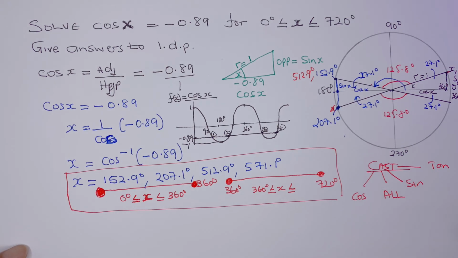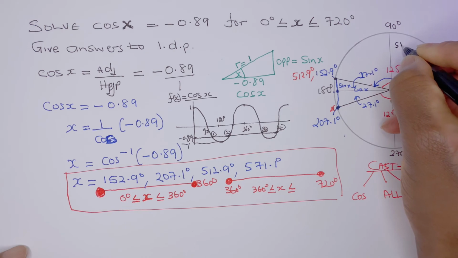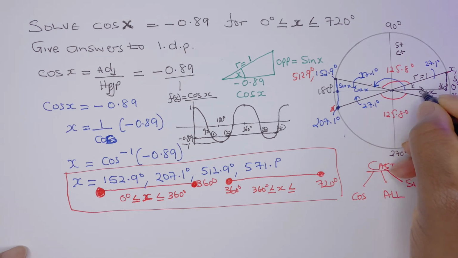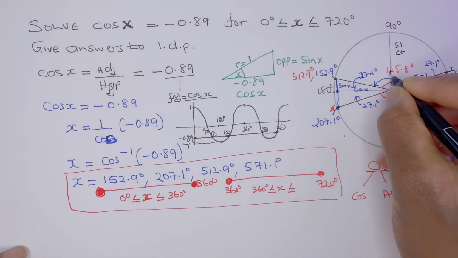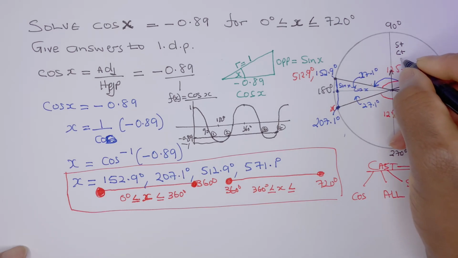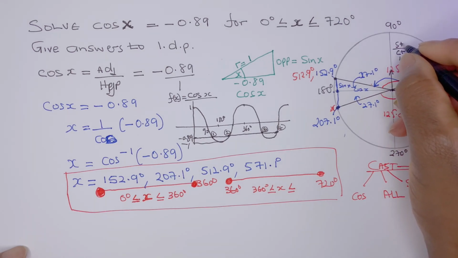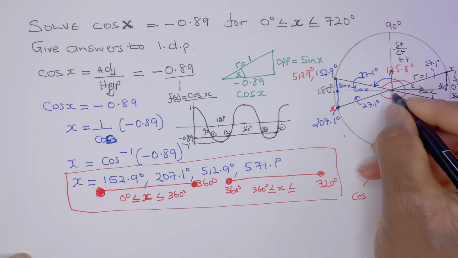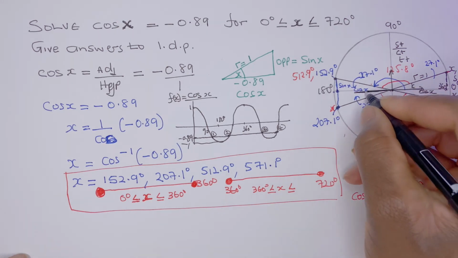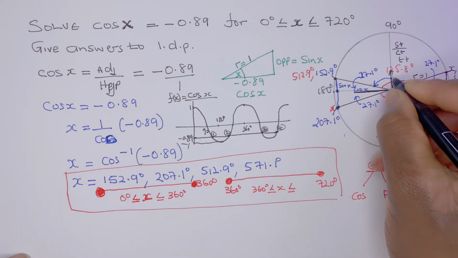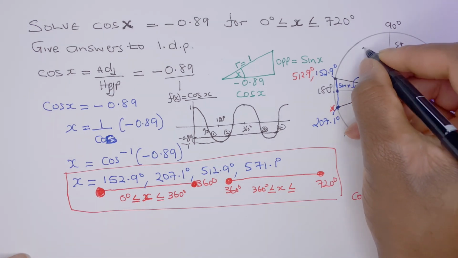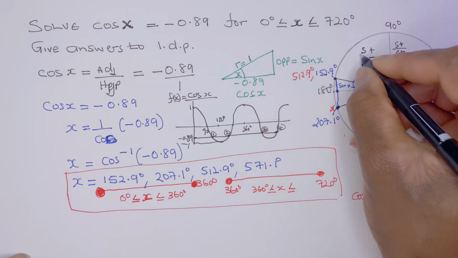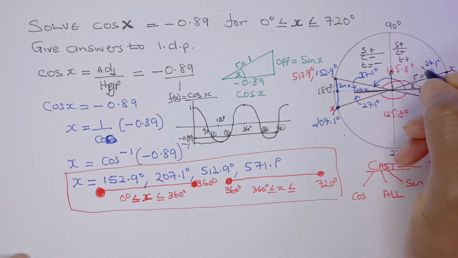In this case, with the CAST, sine is positive and cos is positive because x is positive here, that's cos, and y is positive here, and that's sine. And tan is sine over cos, which is plus over plus, and that's plus. Here, cos is negative and sine is positive, so tan is plus over minus, and that will be negative.